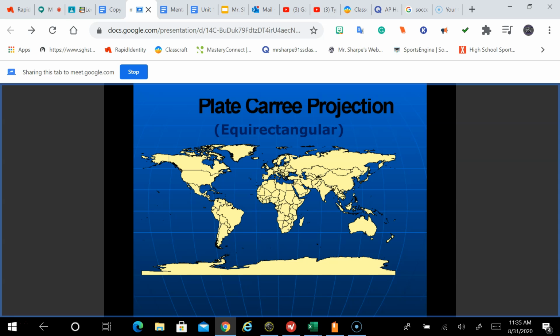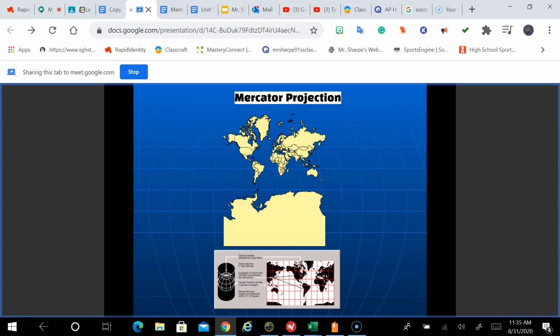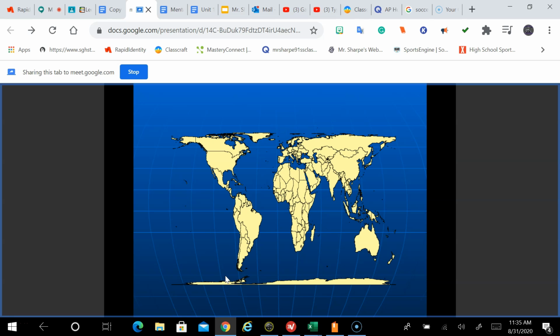Okay, so these are examples of cylindrical projections, meaning that we try to put the Earth in a cylinder and look at it from the side view. But as you know, the points on the North and South Pole are going to be curved, meaning that the land mass, when it's projected onto a flat screen, is going to be elongated. It's going to be stretched out.